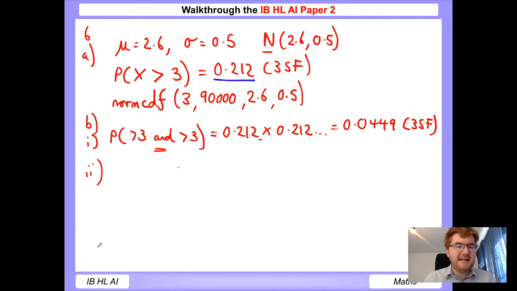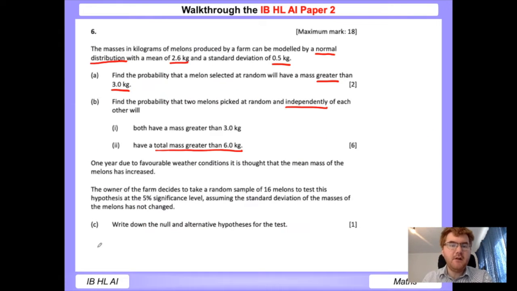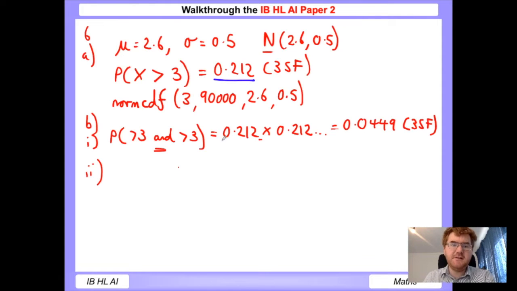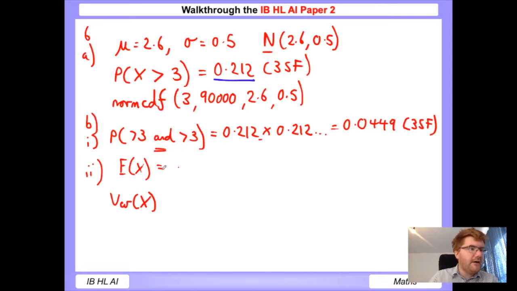Okay, and for part 2, we need to be a little bit more careful. So we want to work out the total mass greater than 6 kilos. So first of all, we need to think about the expected value and the variance. The expected value works in the normal way, or what you expect. If the mean is 2.6 and we want the 2 melons together, then we simply take the 2.6 and multiply it by 2 to give us 5.2 as our new mean. Because on average there'll be a weight of 2.6 kilos, so together there'll be an average weight of 5.2.